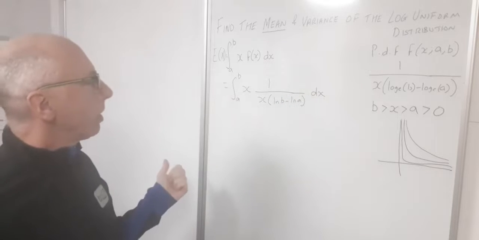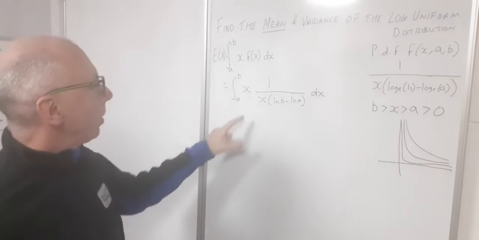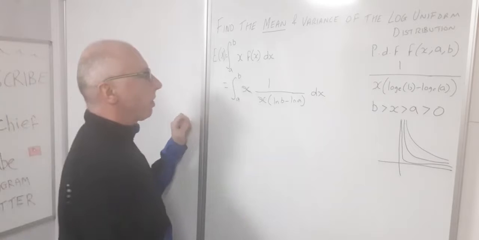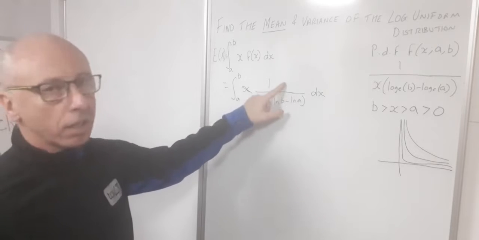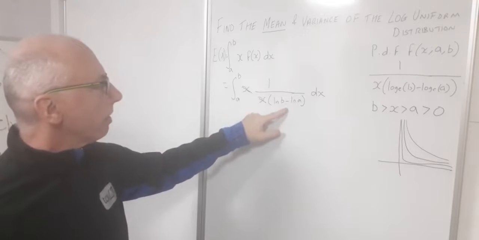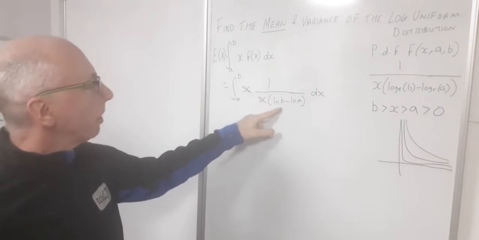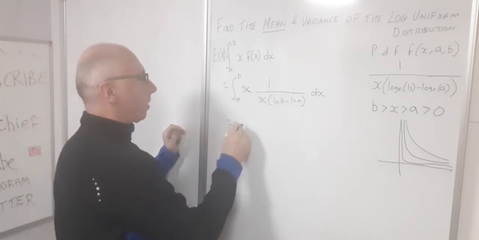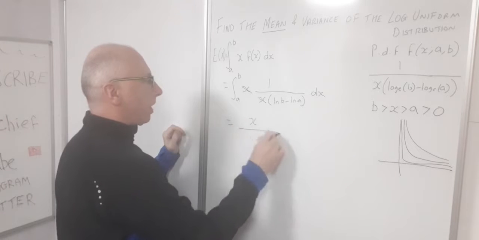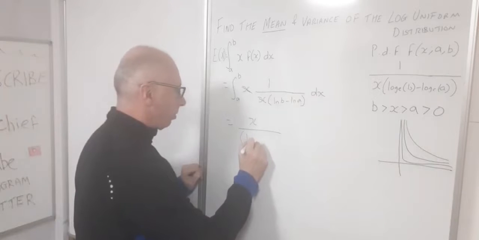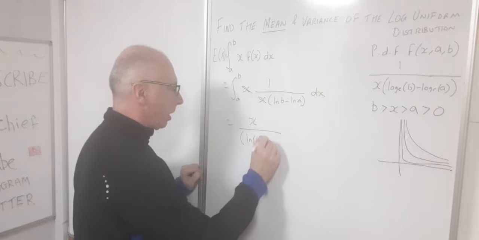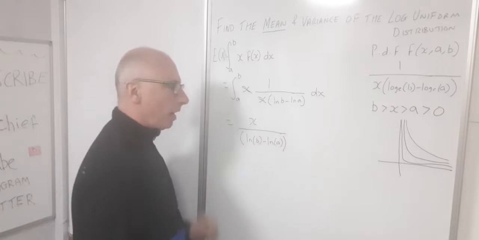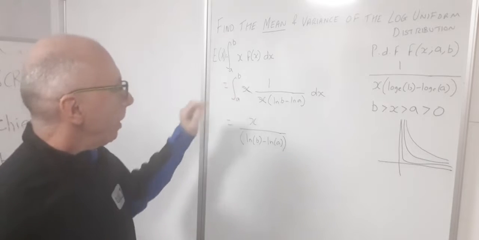Okay, so integrating this one looks pretty straightforward. These x's will cancel out. So now all we're doing is integrating a constant with regards to x. That's just going to leave us with that multiplied by x in terms of our integration. So that's going to equal x divided by natural log of b minus natural log of a, and then that's calculated from a to b.